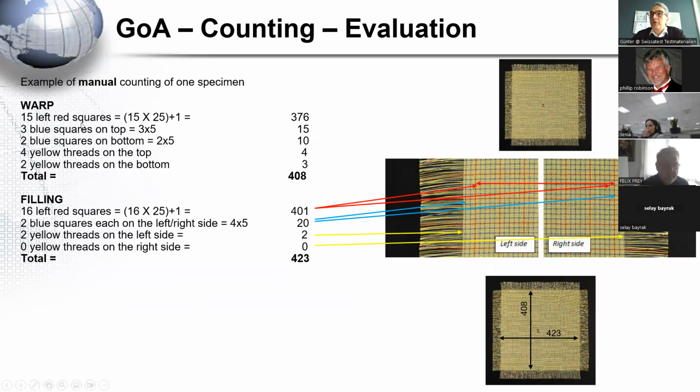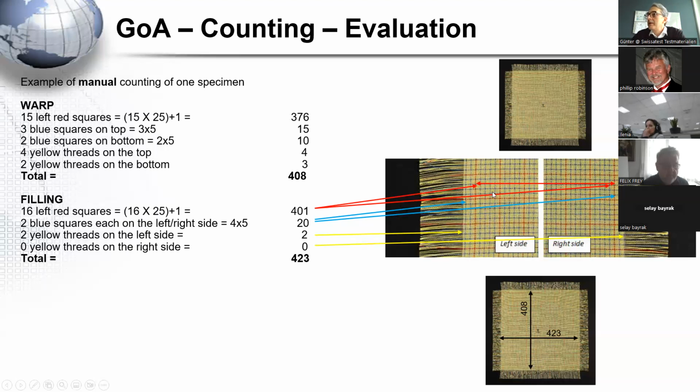Here you can see we have in warp 15 left red squares, means 15 per 25 threads, plus the 1 red thread from the beginning makes 376. 3 blue squares, 3 per 5, 15. 2 blue squares with 10. 4 yellow threads on the top and 2 yellow threads on the bottom of the fabric, makes a total of 408 threads remaining.